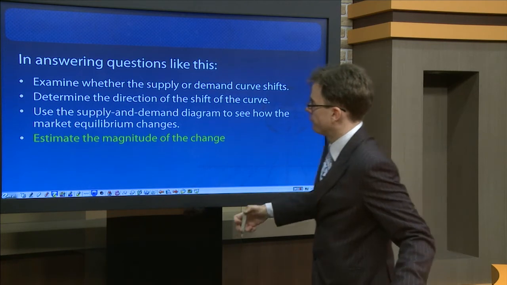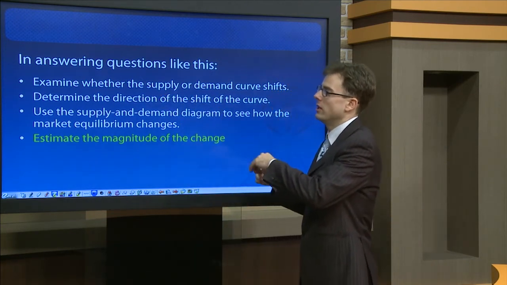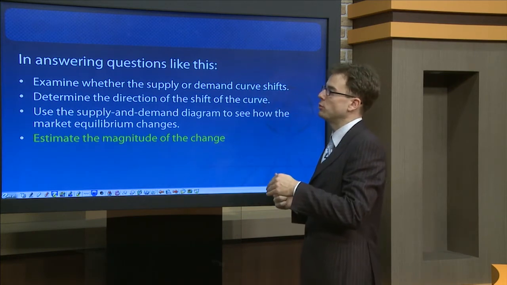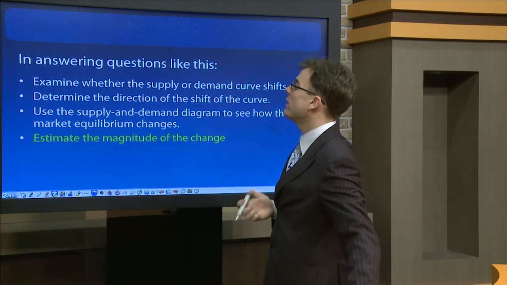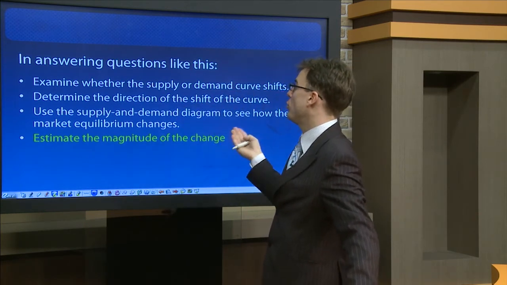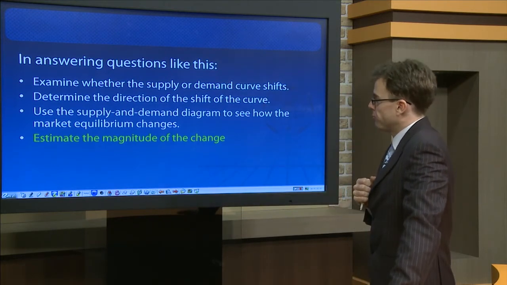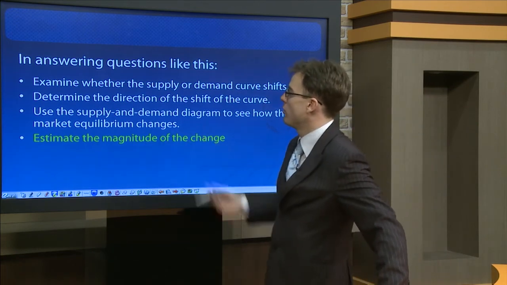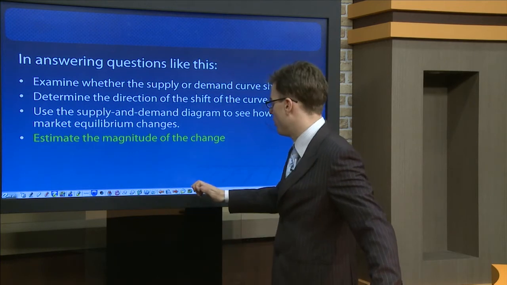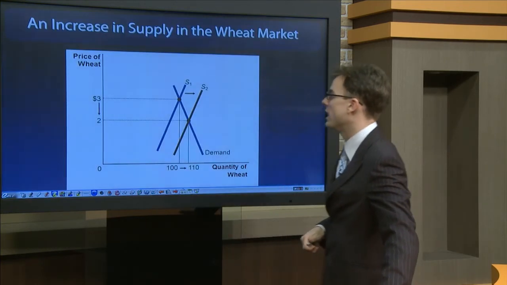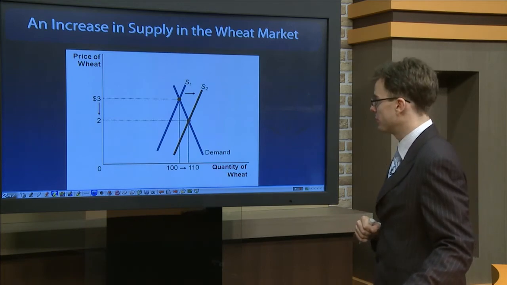In general, in examining these situations, we should start by looking at whether the supply in the market or the demand in the market changed, which way the market curves shifted, and the goal in this chapter will be to estimate the magnitude of the change in quantity and price, and maybe the change in the revenues of producers.